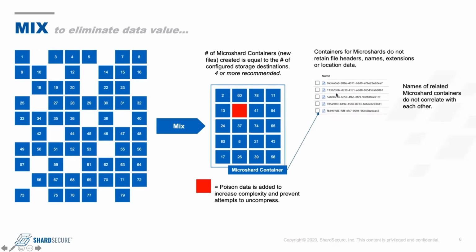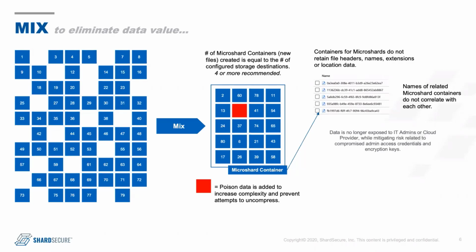The microshard containers are then stored at rest, and you can see that there's no longer any file header information, so you don't know what type of file it is. There's no extensions to give you an indication of that. There's no file names. And each one of these microshard containers doesn't have any location data about the other microshard containers from that file. So there's no way to find the location of those other microshard containers.